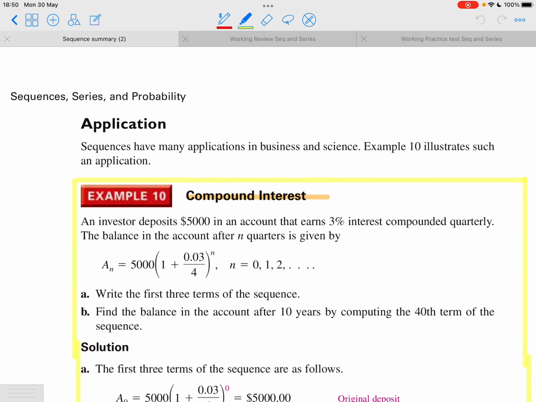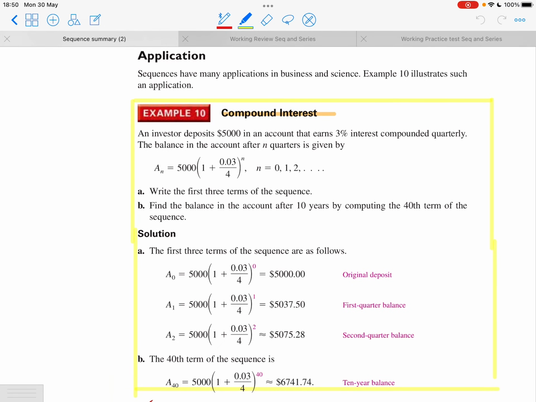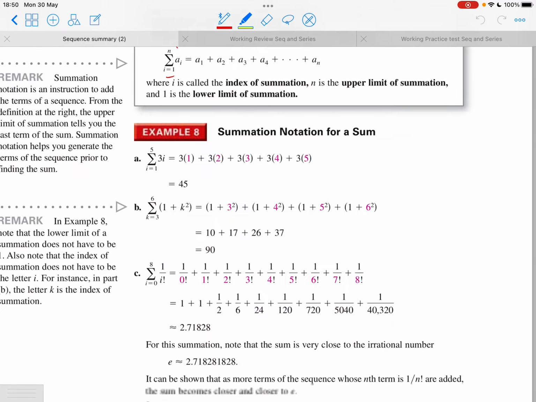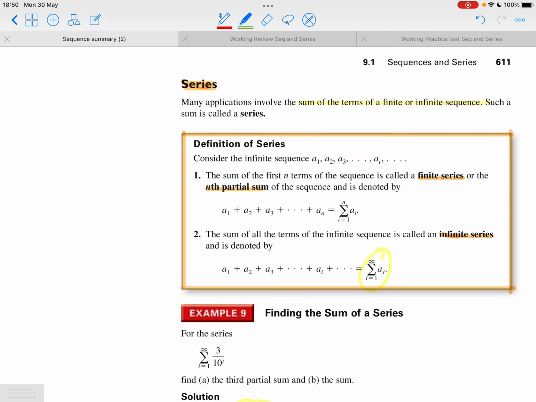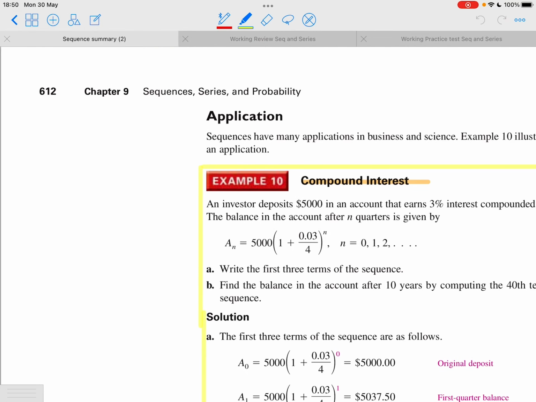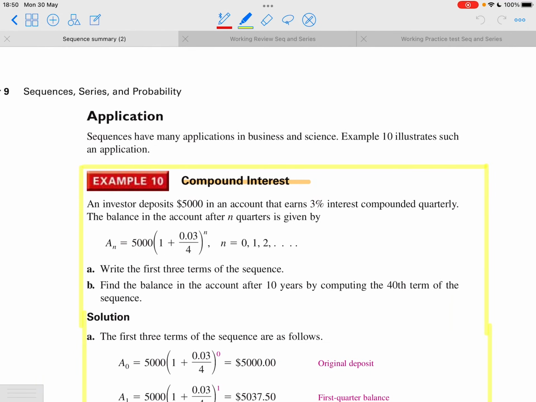Now, compound interest. No. That's a formula for the series, which is not here. It's on the other side.